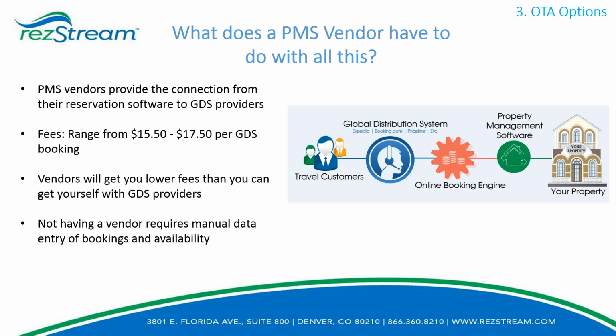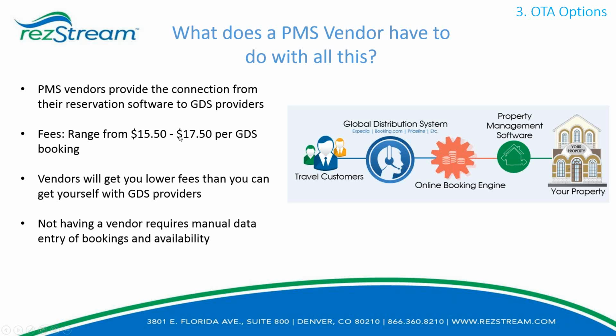Well, InLink is providing you the access to reach those hundreds of travel websites and 600,000 travel agents. RezStream is providing you that connection to InLink for that pipe. Think of this as a pipe of downloading the bookings and uploading the availability. That's where these fees come in. So RezStream gets a portion of those fees, and InLink gets a portion of those fees. And depending upon the vendor that you work with, those fees range anywhere from $15.50 per booking to $17.50.